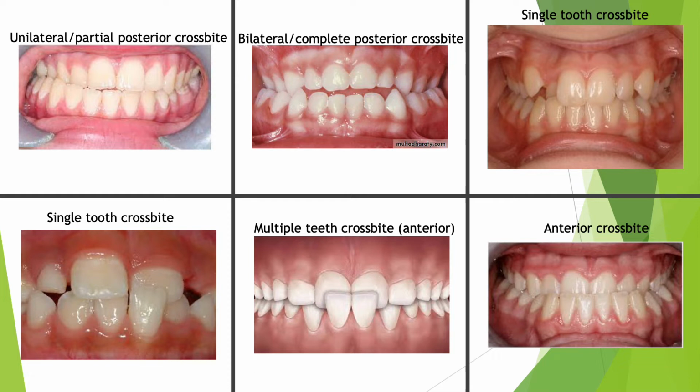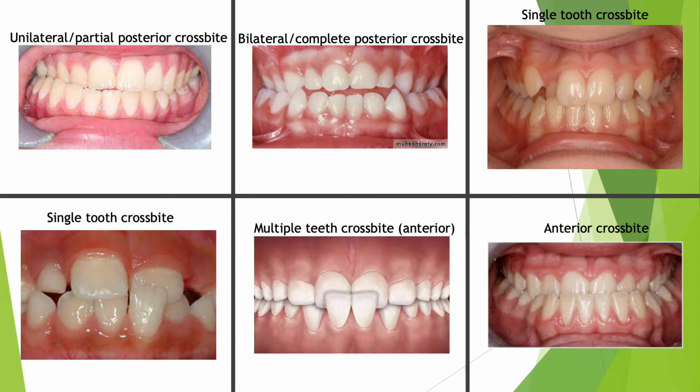Now the same thing, wherein the upper teeth fit inside the lower teeth, can also affect just one tooth. If you can see on the left hand side of the picture, that says single tooth crossbite. See, on the left hand side, the lateral incisor is inside. Only one upper lateral incisor is inside the lower lateral incisor. So there's only one tooth that is in crossbite. That is why we call it a single tooth crossbite.